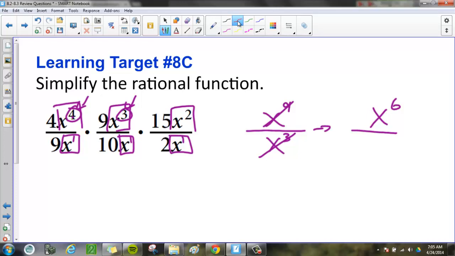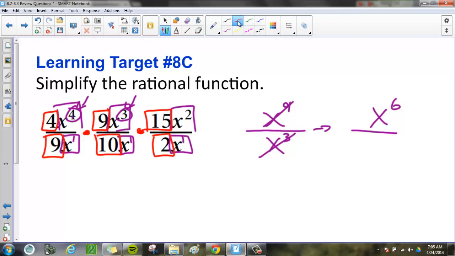Now let's focus on these coefficients in front. This 4, which is being multiplied by this 9, which is being multiplied by this 15. And this 9, which is being multiplied by this 10, which is being multiplied by this 2. And then we can kind of figure out what can we cancel. Is there anything we can cancel? Well, sometimes it's hard to tell, and there's a couple ways of going about this. You can multiply it all together and see what you can cross off.